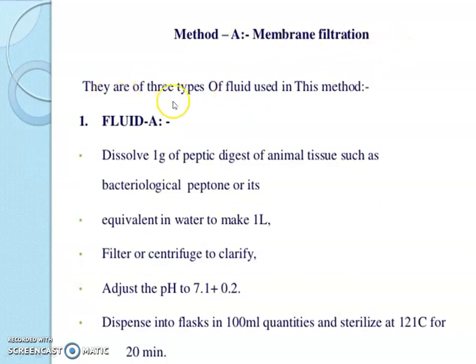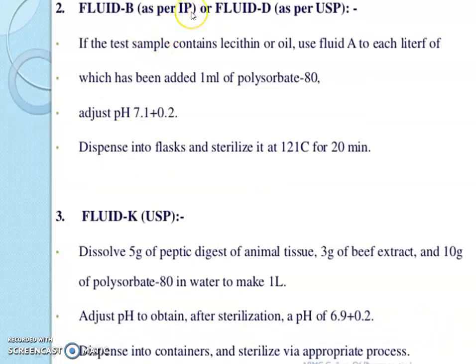Method A, membrane filtration. There are three types of fluid used in this method. Fluid A: dissolve 1 gram of peptic digest of animal tissue, such as bacteriological peptone or its equivalent, in water to make 1 liter. Filter or centrifuge to clarify. Then adjust the pH to 7.1 plus or minus 0.2. Dispense into flasks in 100 ml quantities and sterilize at 121 degrees Celsius for 20 minutes. Then fluid B as per IP, that is Indian Pharmacopoeia, or fluid D as per United States Pharmacopoeia, USP.